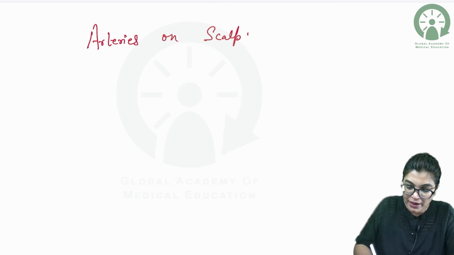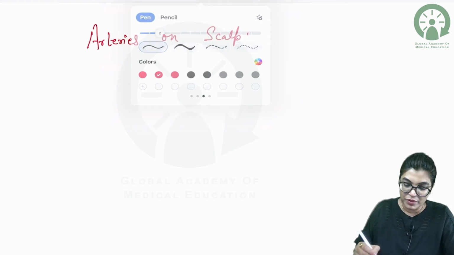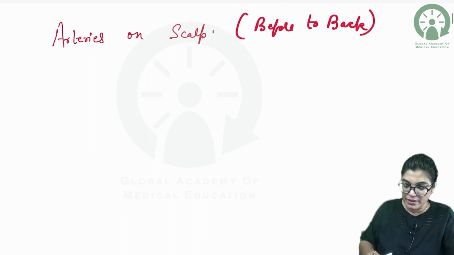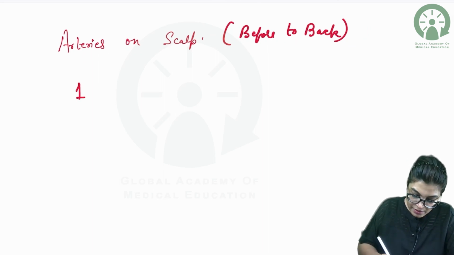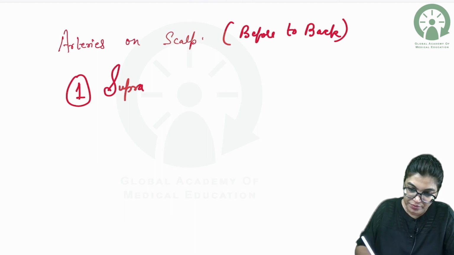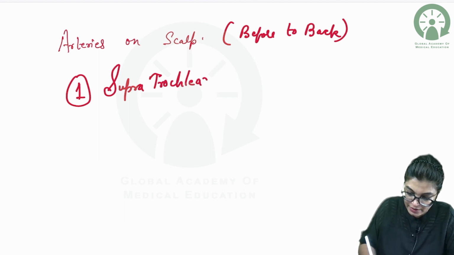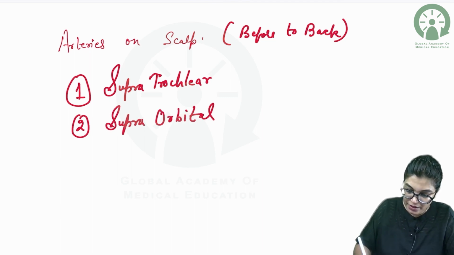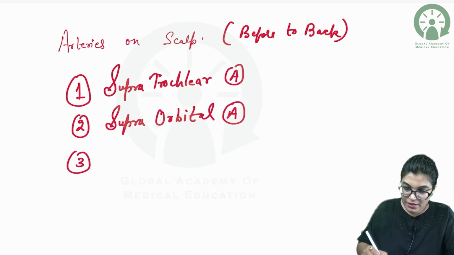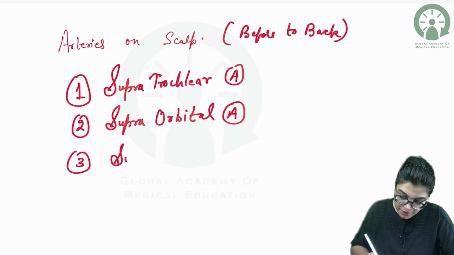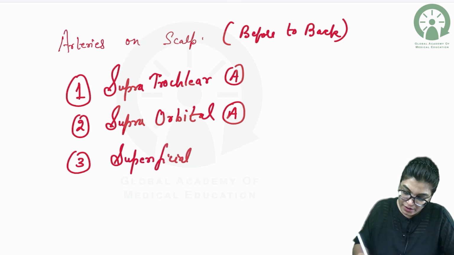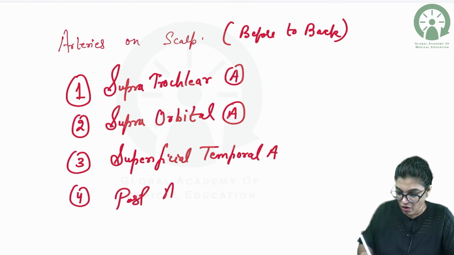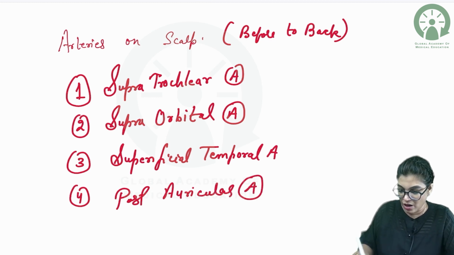There are 5 arterial supplies on the scalp, and these 5 arteries are, please write down, from before to backward, anterior to posterior: supratrochlear, supraorbital artery, then we have got superficial temporal artery, and then we have got the posterior auricular artery and the occipital artery.